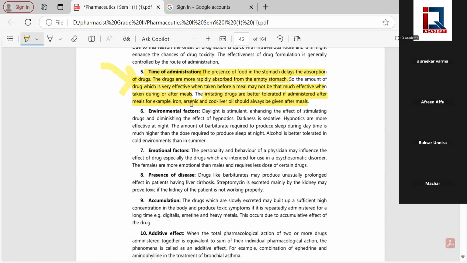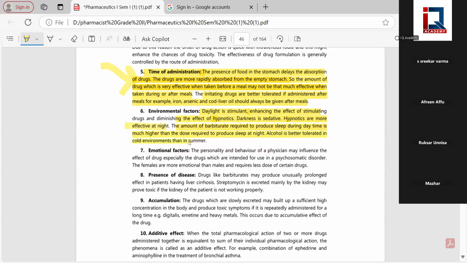Okay. So, environmental factors: just like I said, daylight will show a stimulant effect, and darkness will show a sedative effect. Darkness shows the hypnotic effect. So when you are giving stimulating drugs at night, the dose should be more, and if you're giving them in the day, the dose should be less. If you're giving hypnotic or CNS depressant drugs, at night a lower dose is sufficient, but in the day the dose should be more. So the amount of barbiturates required to produce sleep during the daytime will be higher compared to the night time.